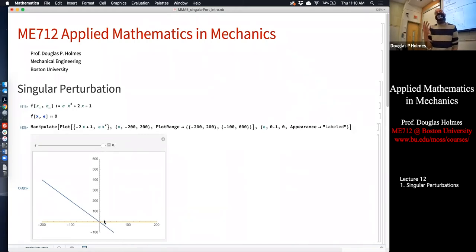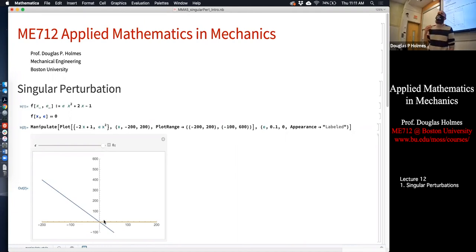The problem changed from a problem that should have two roots. A second order polynomial should have two roots. A third order should have 3. A fourth order should have 4. This problem should have two roots. But as I take epsilon to be exactly equal to 0, I lose one of them.